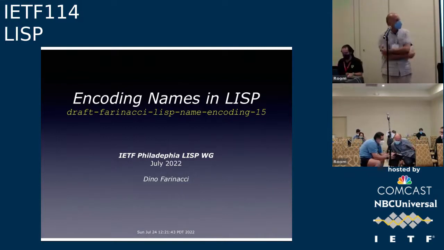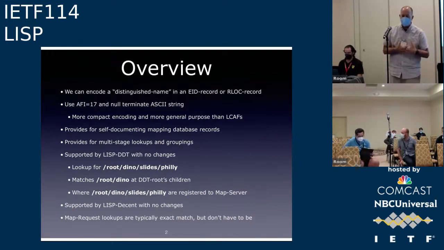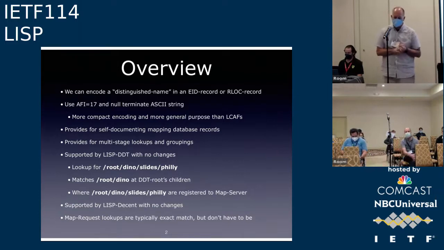Okay, I'm going to give an update on the -15 version of name encoding. Next slide. Just to give you an overview of what it is, we can encode what we call distinguished names, or just character strings, that can be put in an EID record or an RLOC record of any of the LISP messages. We use the AFI encoding like we do for AFI 1 and 2 for IPv4 and IPv6. So it's basically a 2-byte AFI 17 value followed by a null-terminated ASCII string. It's pretty straightforward, and it's useful to provide self-documenting mapping database records. You could also use it to group a bunch of things together.